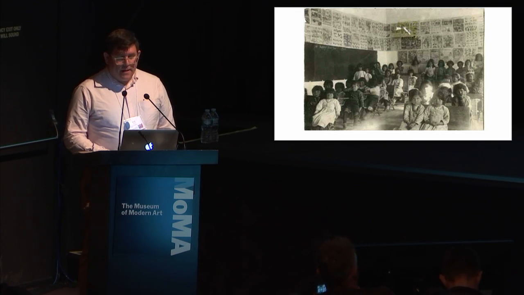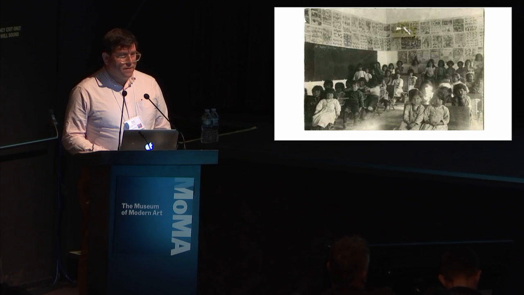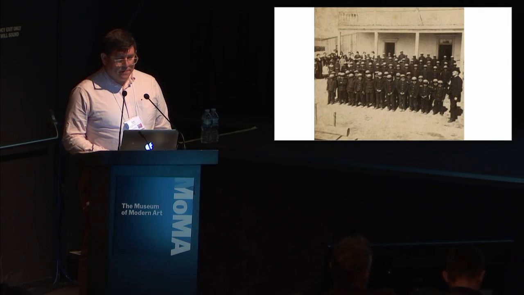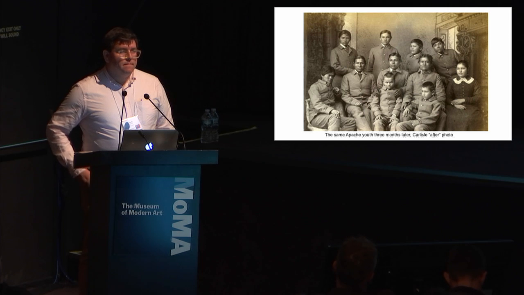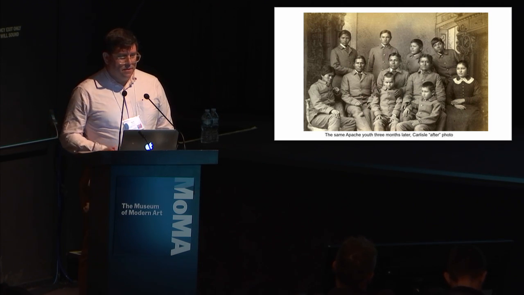So this is an example of a historic photo of one of the Indian schools. And so I think one of the important things to note about this is really the impact of the Indian boarding schools. So this is a before photo of Apache youth at Carlisle Indian School in Pennsylvania. And this is the same set of youths 3 months later.